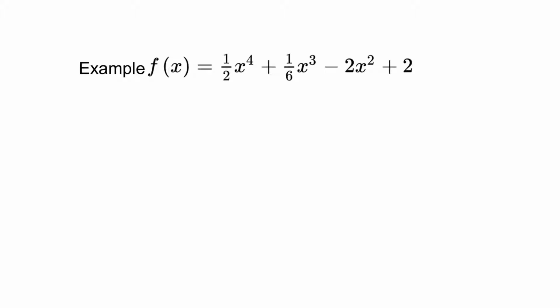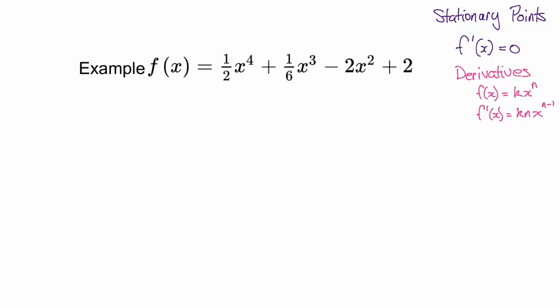Now we're going to work through an example of calculating the stationary points for our function f of x, where our equation is a half x to the power of 4 plus 1 over 6x cubed minus 2x squared plus 2. Our stationary points are given when our derivative is equal to 0. So we're going to calculate our derivatives. I'll leave the rule up here just in case it's needed, but we'll calculate our derivative straight away.